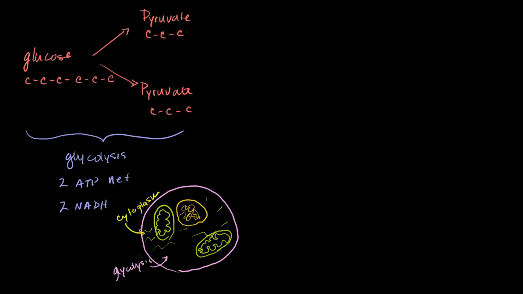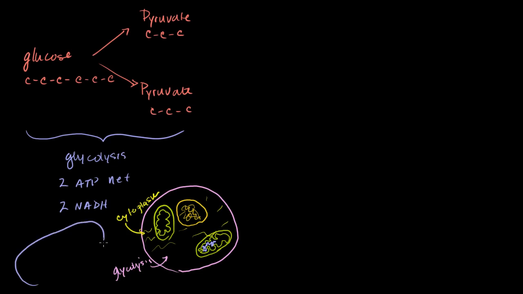Now, we know from the overview video what the next step is. It's the Krebs cycle, or the citric acid cycle. And that actually takes place in the inner space of these mitochondria. Let me draw it a little bit bigger. Let me draw a mitochondria here.